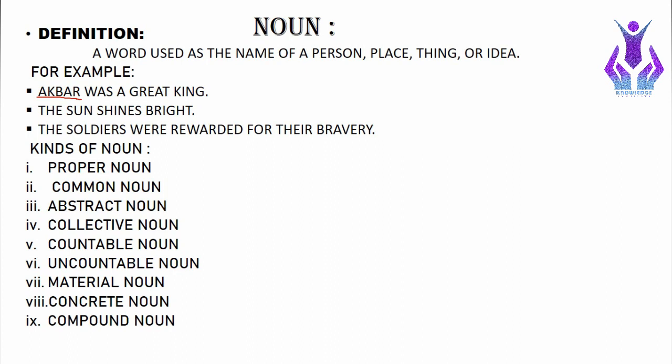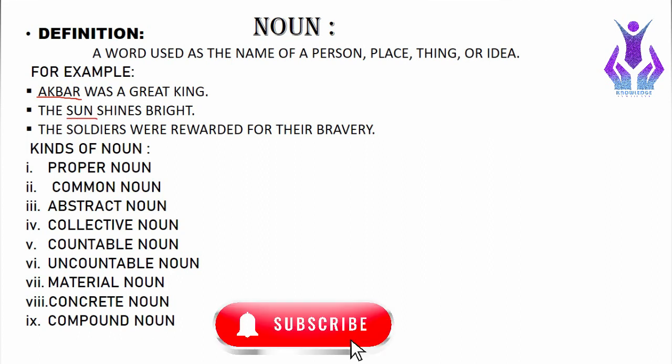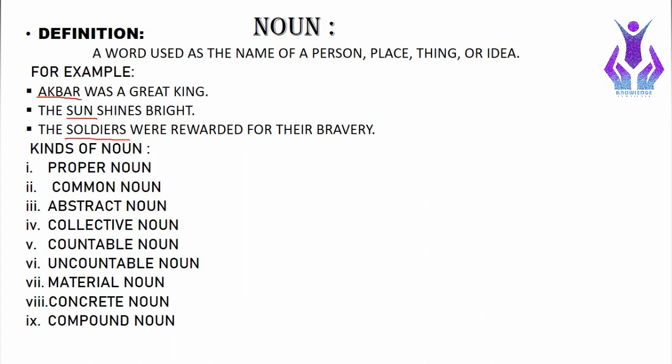The sun shines bright. Here, sun is the name of a thing, so it is a noun. Soldiers were rewarded for their bravery. Here, soldiers is a noun. It is the name of a person. Somehow we are counting them together, so soldiers is a noun.